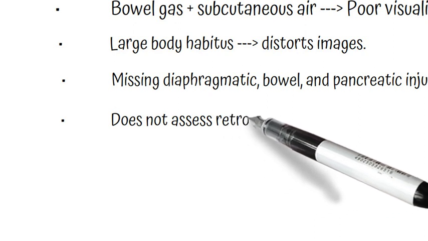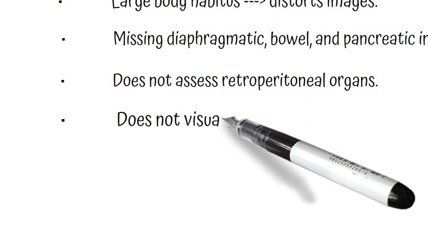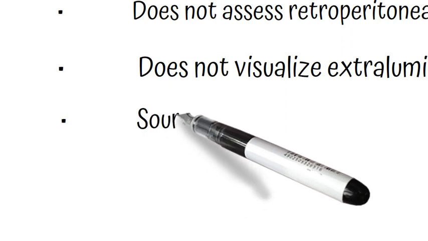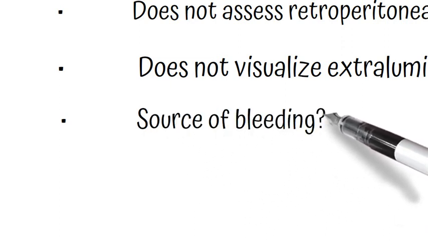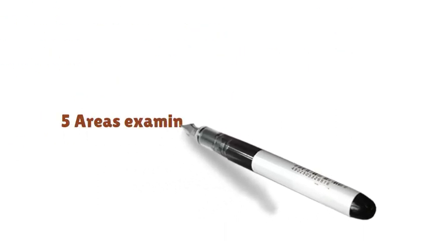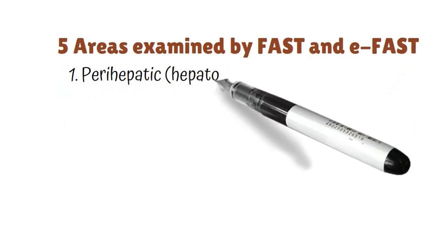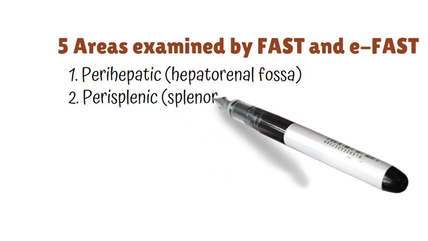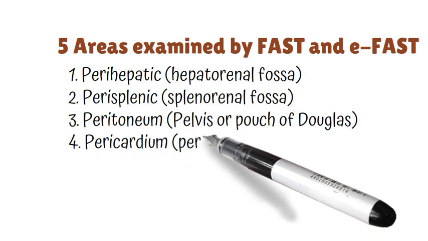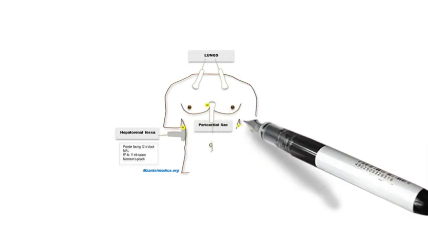FAST does not assess retroperitoneal organs. It does not visualize extraluminal air, and also FAST does not localize the source of the bleeding or the source of the free fluid. As we have already mentioned, FAST examines 5 major areas. That is the perihepatic fossa, perisplenic fossa, peritoneum, pericardium, and the lungs. This is a diagram showing the areas that are examined by FAST.